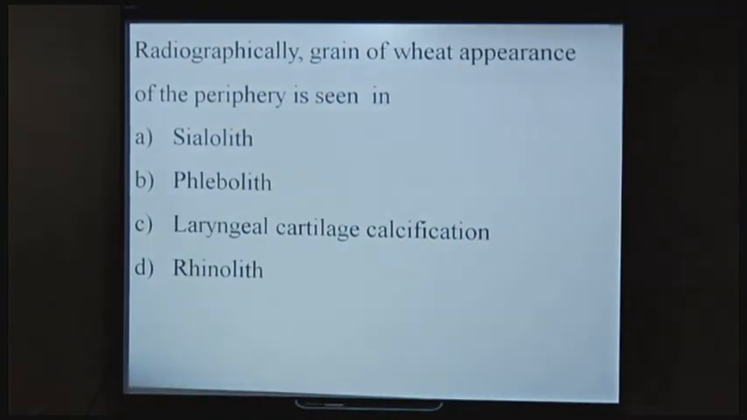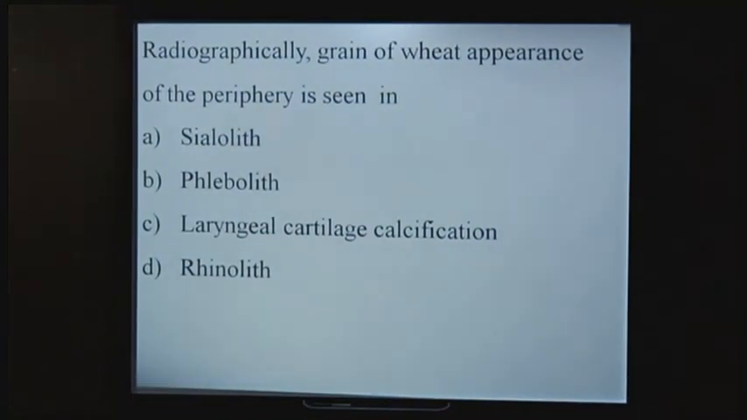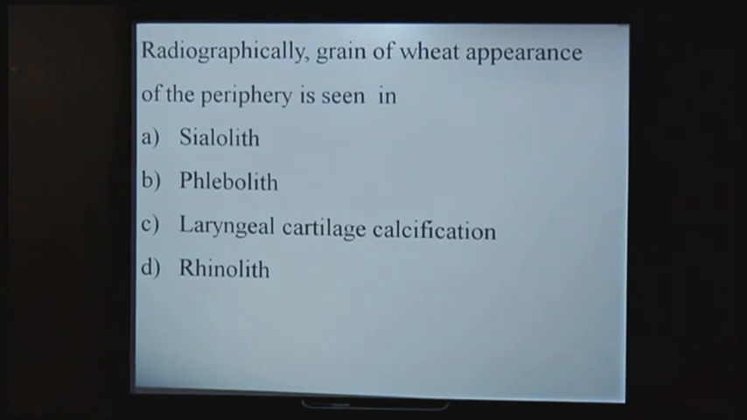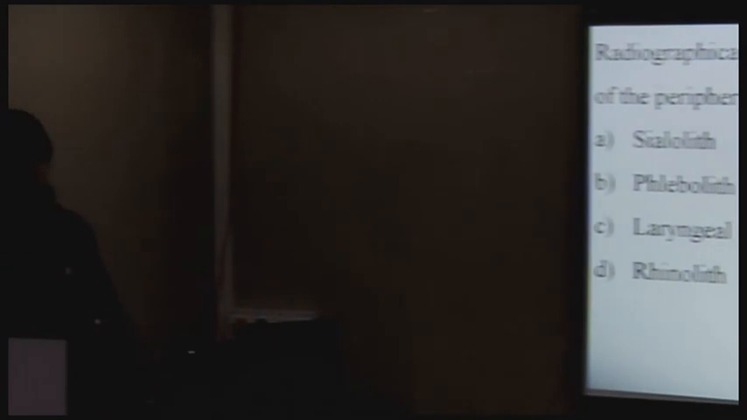Radiographically, the grain of wheat appearance in the periphery is a feature of. You have grain of wheat appearance, grain of rice appearance, cauliflower appearance. All these are there in the chapter of soft tissue calcifications in the 5th edition of White and Pharoah. Any idea? Grain of wheat appearance? Laryngeal cartilage calcification.